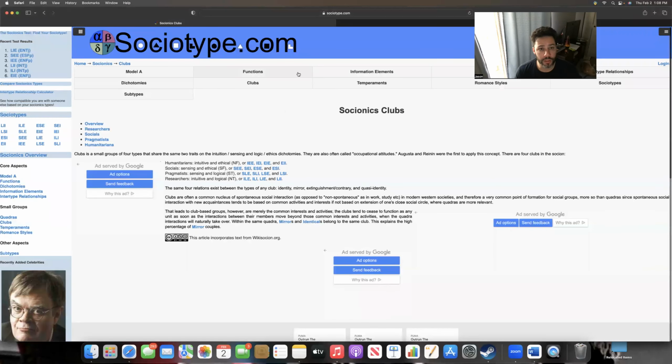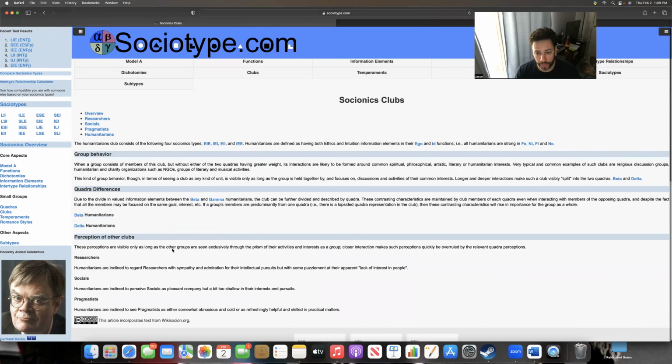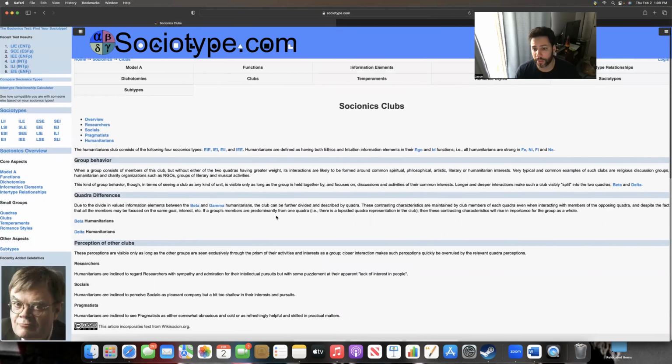Here in sociotype.com, another major website. Here you go. Humanitarians, socials, pragmatics, researchers. See the same names, same breakdown, NF, SF, and so on. Goes into all this stuff. Okay. Look through it. Whole lot of crap in here also. And Wikisocion, I think, has pretty much the same stuff. I'm sure if you looked at Gulenko's things, you'd see a lot of similar things. So look into it. It's very important.